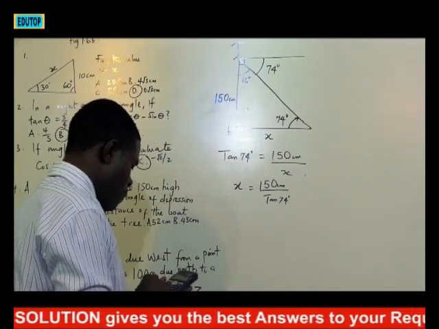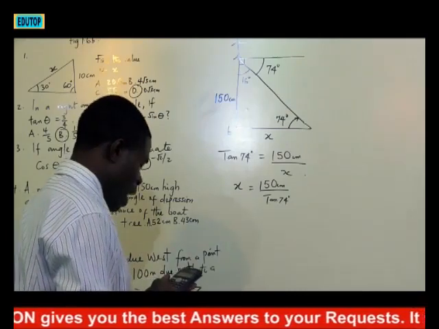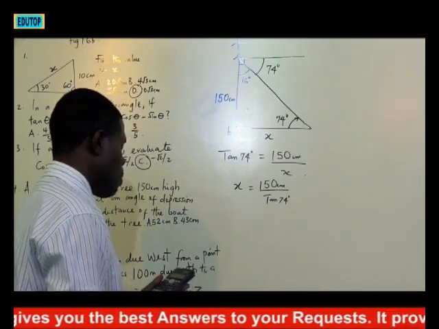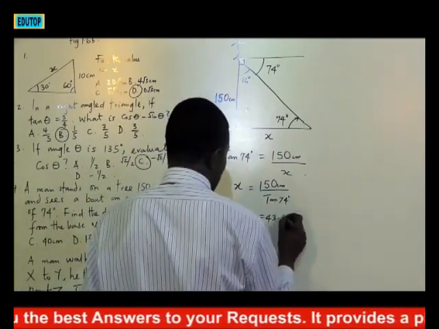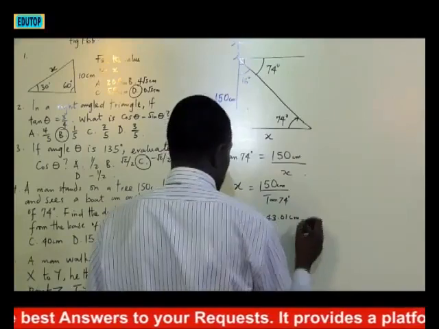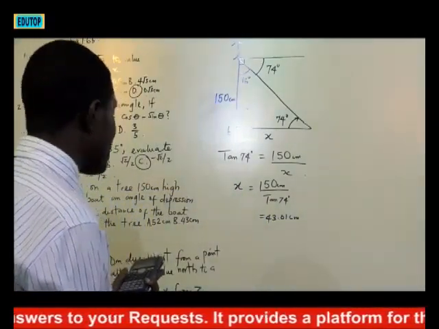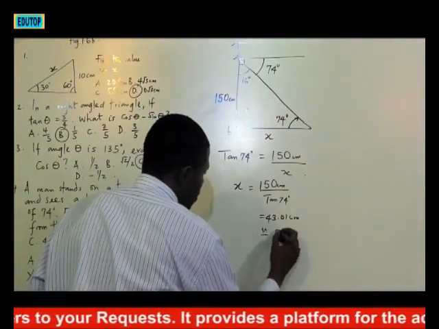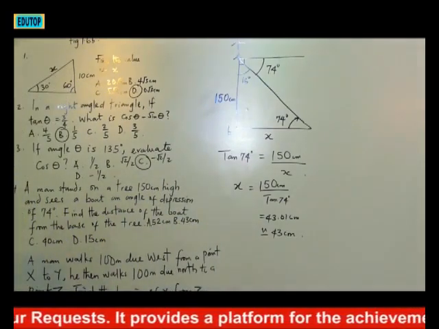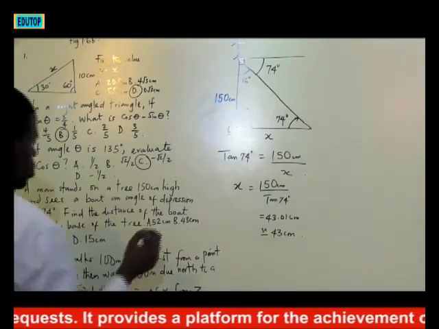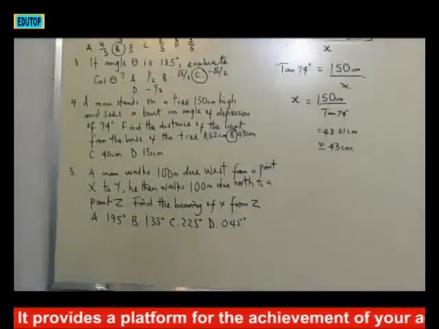So we have 150 divided by tan 74, and that will give us 43.01. We have 43.01 centimeter. So in this situation, 43.01 centimeter, which is approximately 43 centimeter. So in this situation, we go to our options and see the one that matches that, and that will be no other option rather than what? Option B.